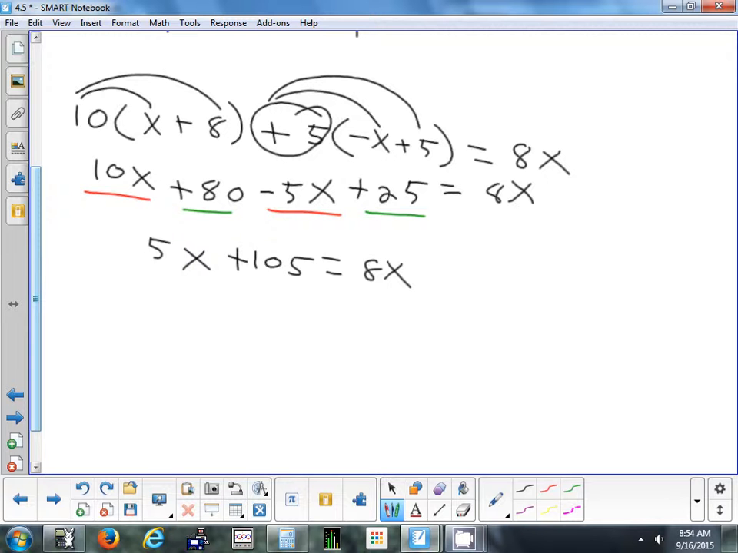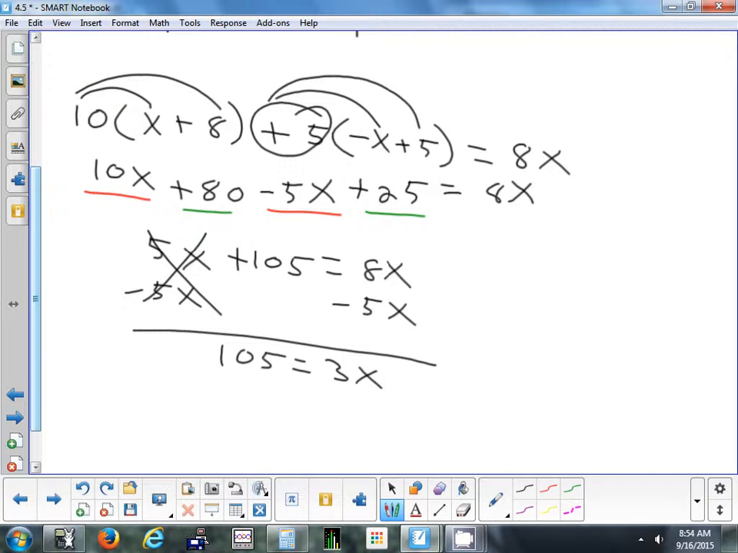I've got 2 steps left. Anybody tell me just one step? Yep. Subtract 5x. Perfect. Okay, you're going to subtract 5x. Subtract 5x. That's gone. Still have that 105 on the left. And 8x minus 5x leaves me with how many x's? 3x.